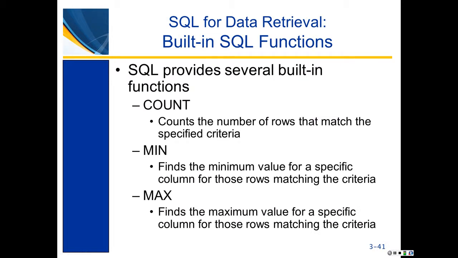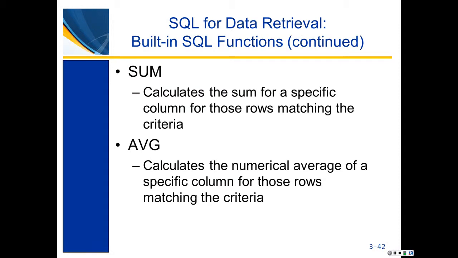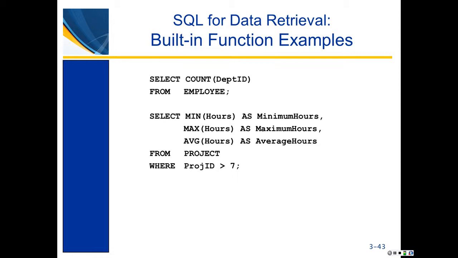SQL comes with quite a few inbuilt functions: count, min, max, sum, and average. So what you see here is select count department ID. Department ID is unique, so you can find out the total number of department IDs, and this itself is a query that will result in one row. Similarly, you can use hours and create these functions: min hours, max hours, average hours from a table called project, where project ID is greater than 7.